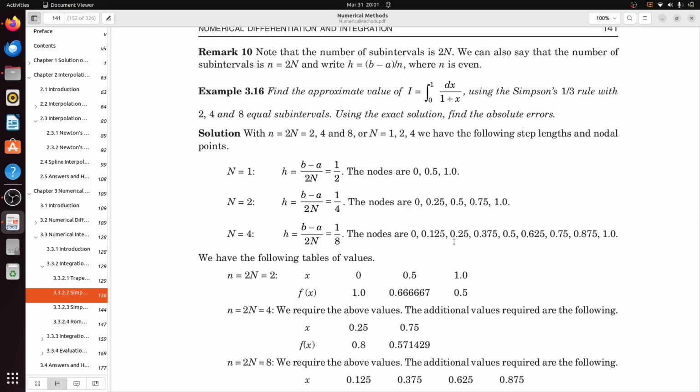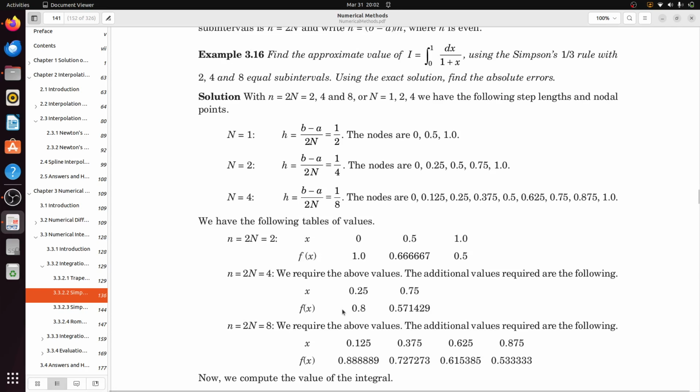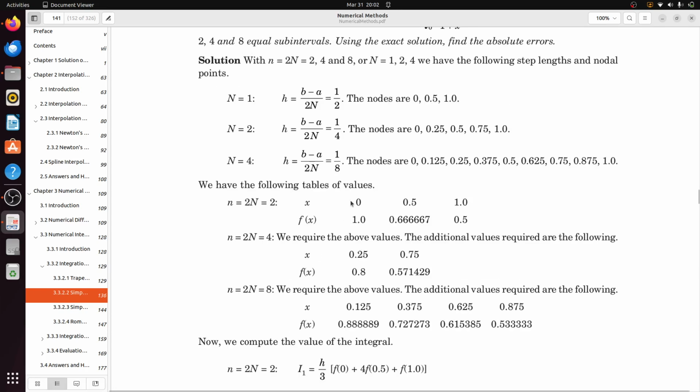So this is 0, 0.5 and 1.0, and the values are like we have discussed earlier, 1.0, 0.6667, 0.5. So just Simpson's rule, that is h equals (b minus a) by 6. So that will be h by 6. H is 0.5 by 6. So 1.0 plus 4 into this plus 2 into 1.0.